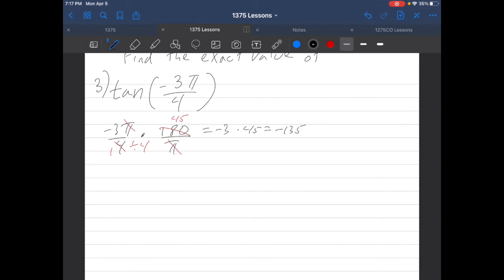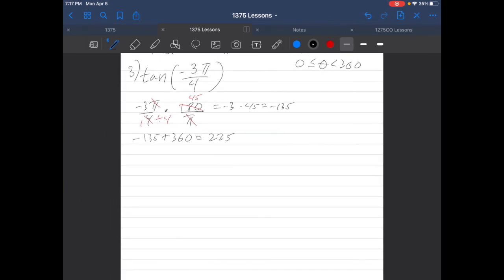Now, since this is outside of our range, where theta should be between 0 and 360, let's take negative 135, and this time we're going to add 360 degrees to it to see what comes up. Negative 135 plus 360 is equal to 225 degrees. So again, we're looking at the tangent of negative 3 pi over 4, which means we're looking at the tangent of negative 135 degrees. That's through a radians to degrees conversion. Now, through the use of coterminal angles, we are looking at the tangent of 225 degrees.